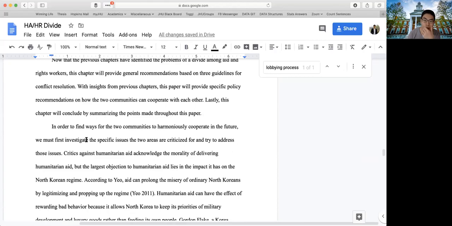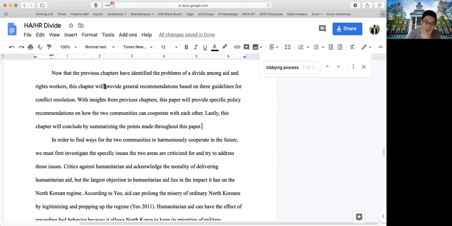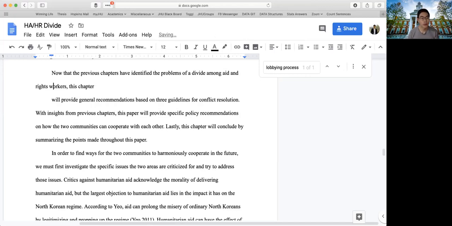I'm going to first look at the criticisms. Now that the previous chapter has identified the problems of the divide among aid and rights workers, this chapter will spell out the exact points of contention and challenges to cooperation.